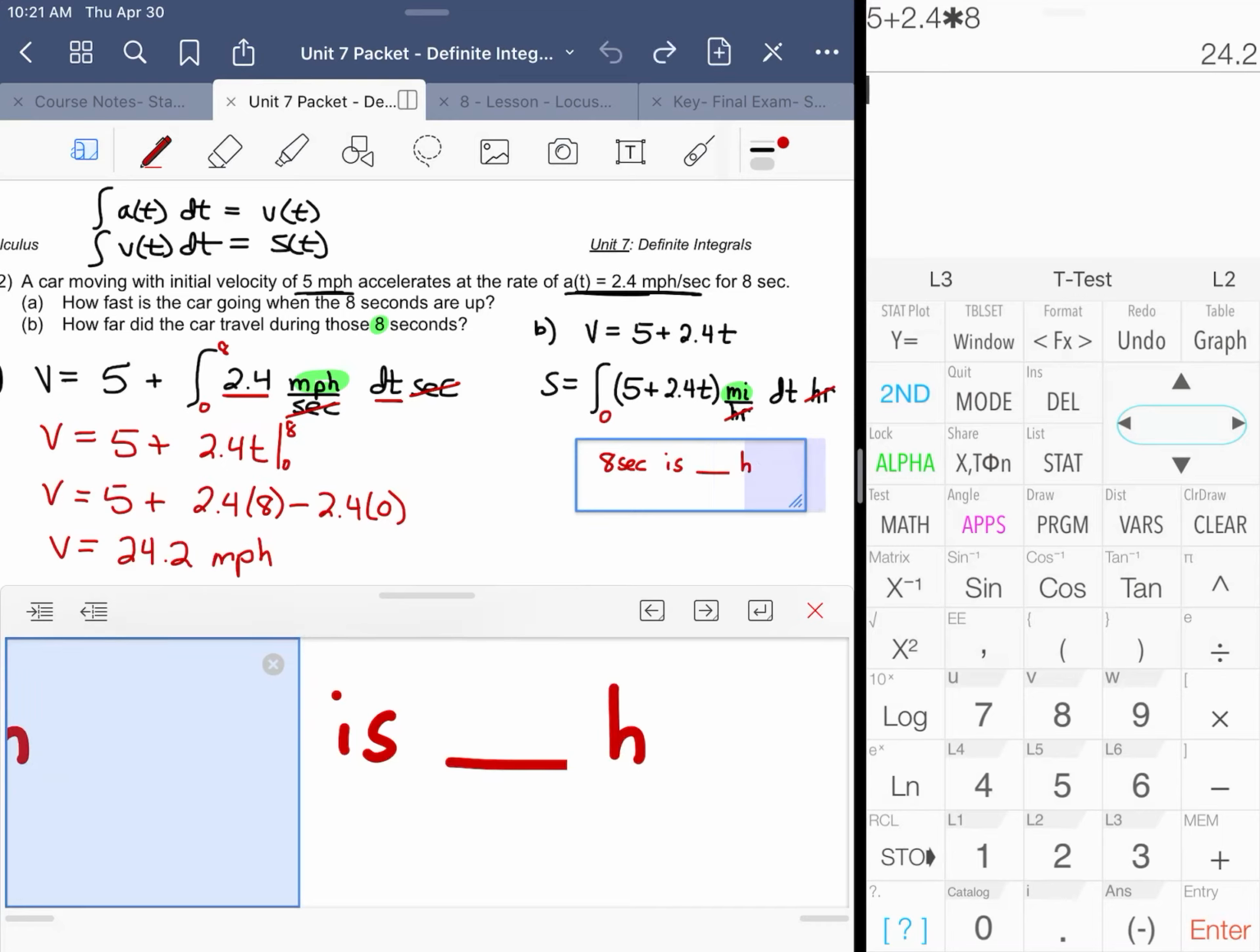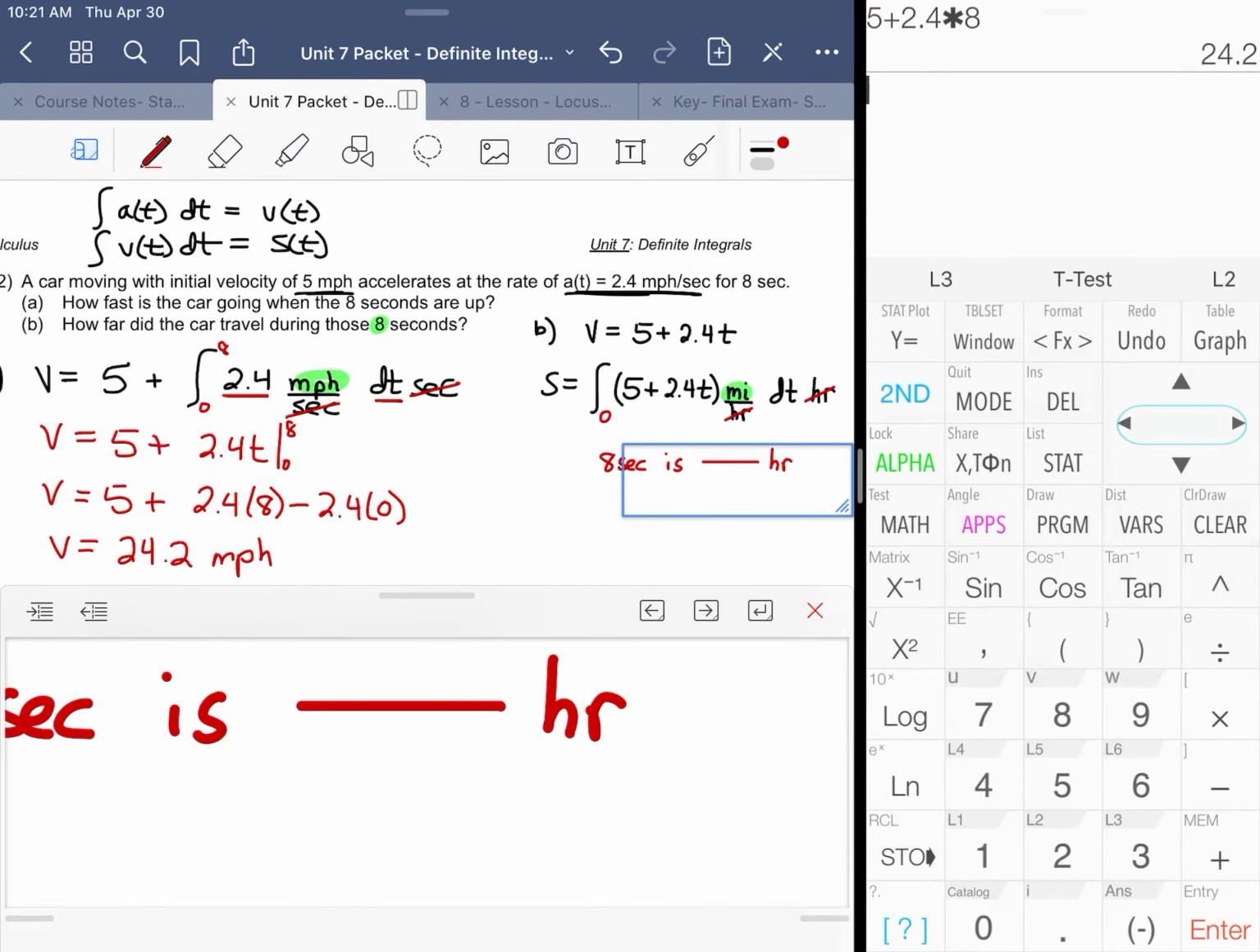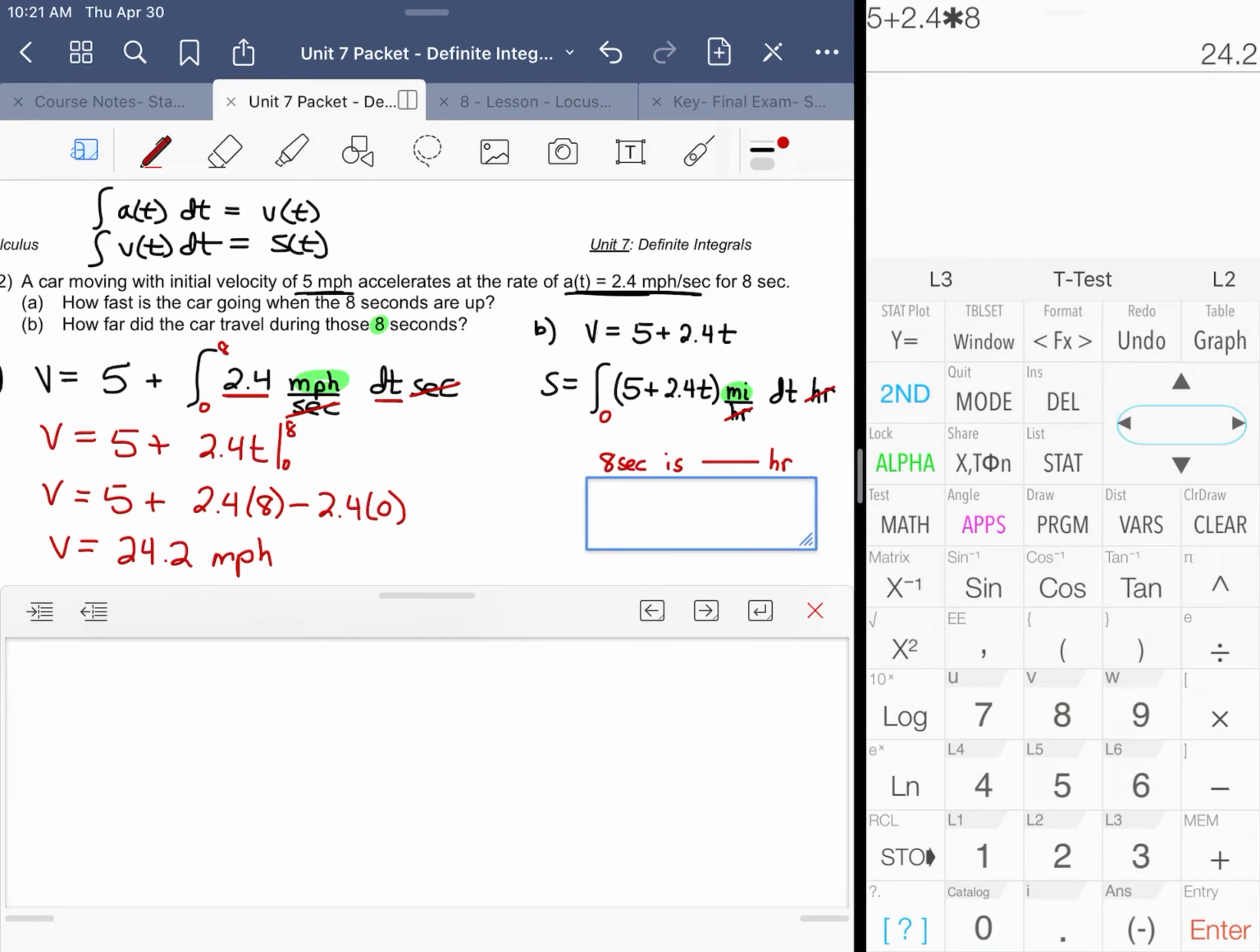All right, so I need 8 seconds is blank hours. Make my blank a little longer, and actually position it somewhat differently. Because there are 3,600 seconds in 1 hour, you can create a proportion if you want to do it. So we know that there are 3,600 seconds in 1 hour.